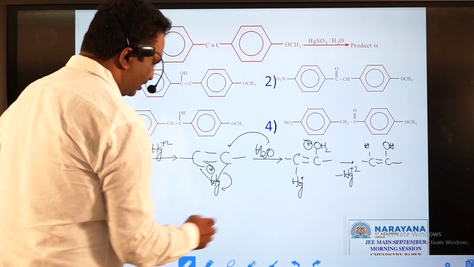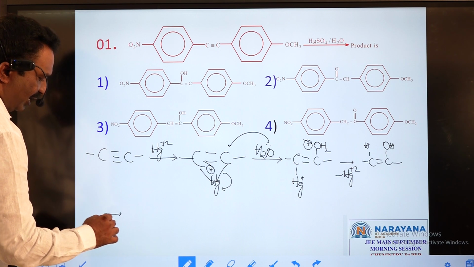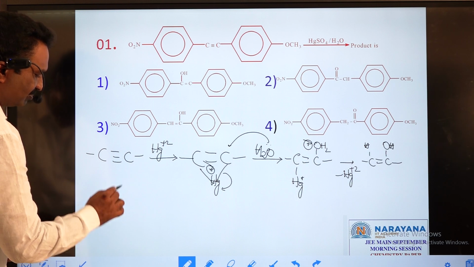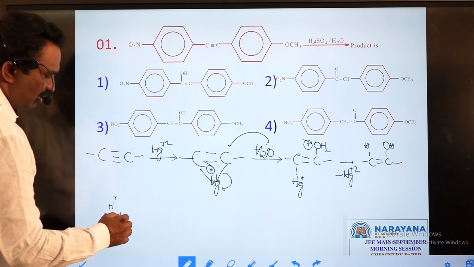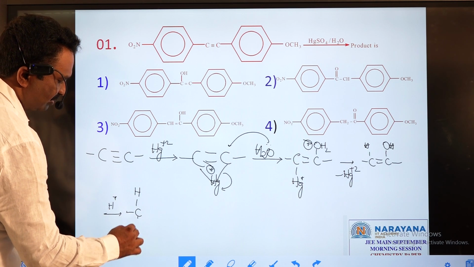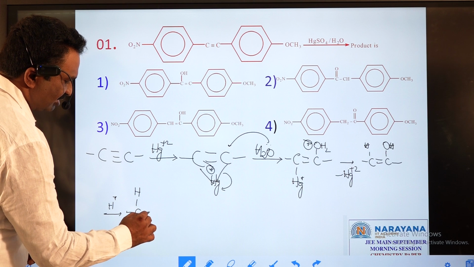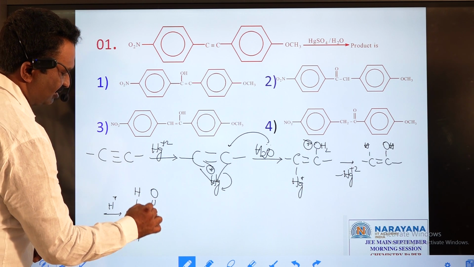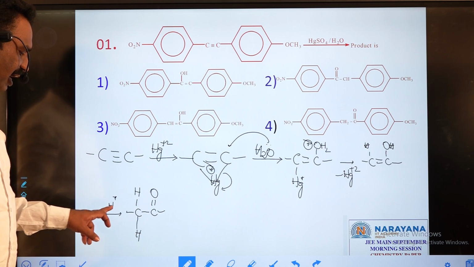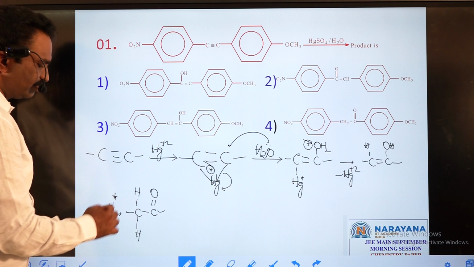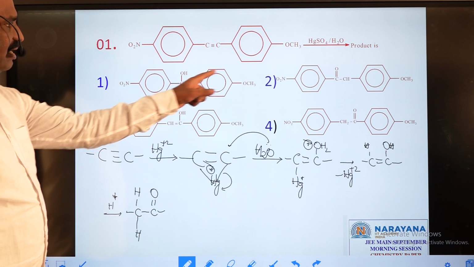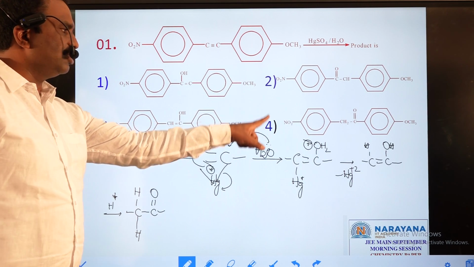The enol form is unstable, which further rearranges in presence of H plus. This catalyzes keto formation, so enol to keto is obtained. That is the final step, the product. Tautomerization takes place here, catalyzed by H plus ion. Now you can identify this ketone form is existing in two options, 2 and 4.